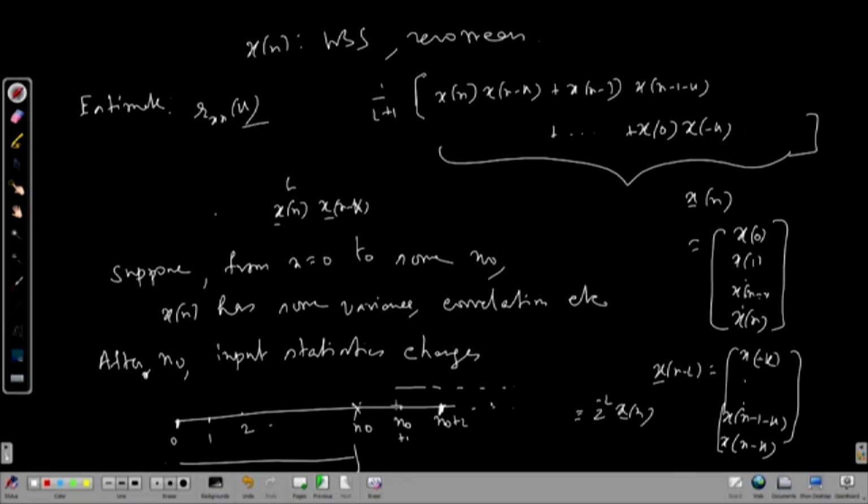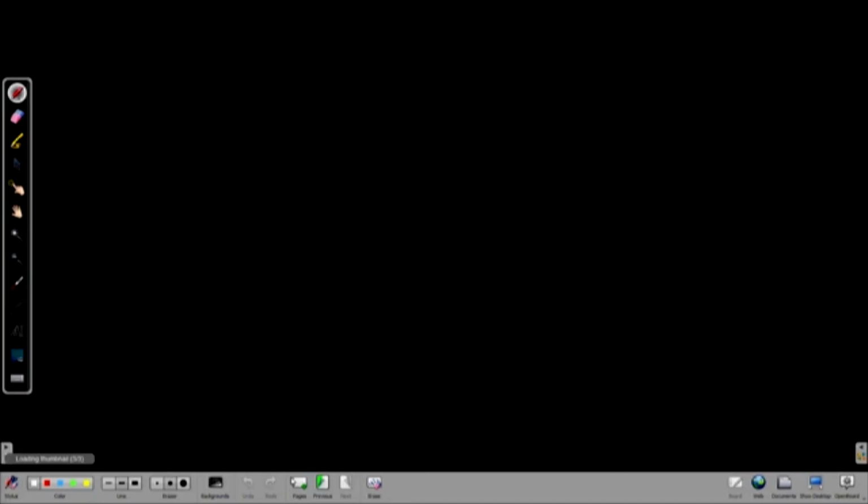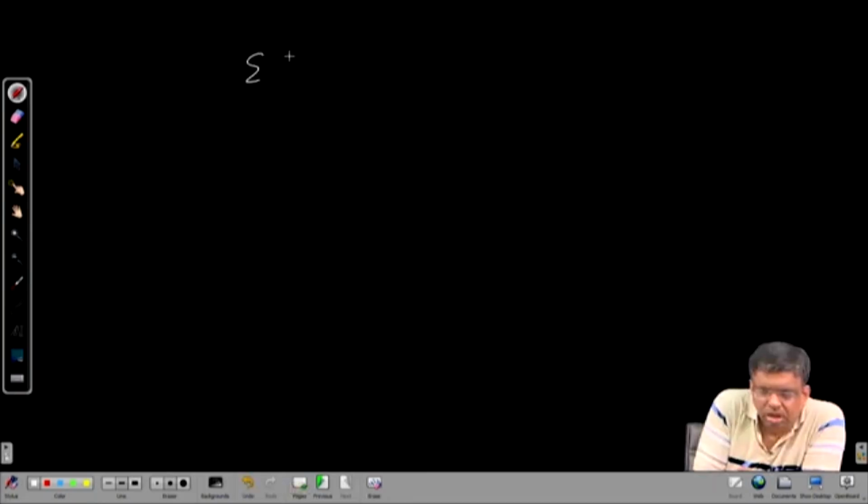To get rid of this, we will introduce something called a forgetting factor. The forgetting factor will be a scalar which will try to reduce the effect of past data on the present computation. Let me explain by writing the expression. Suppose earlier you were minimizing this.